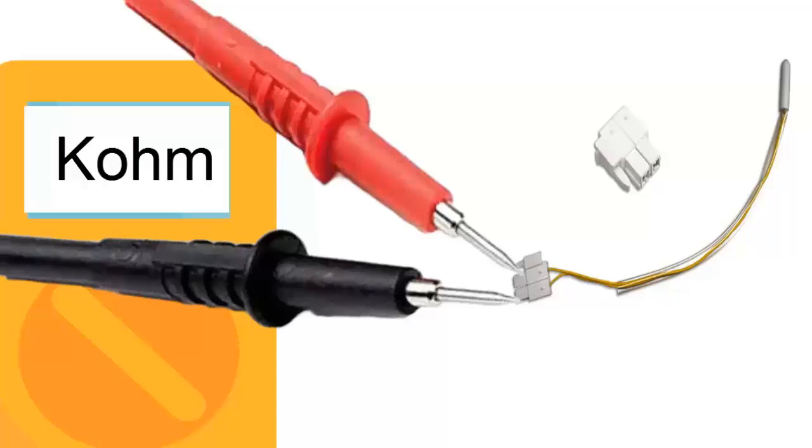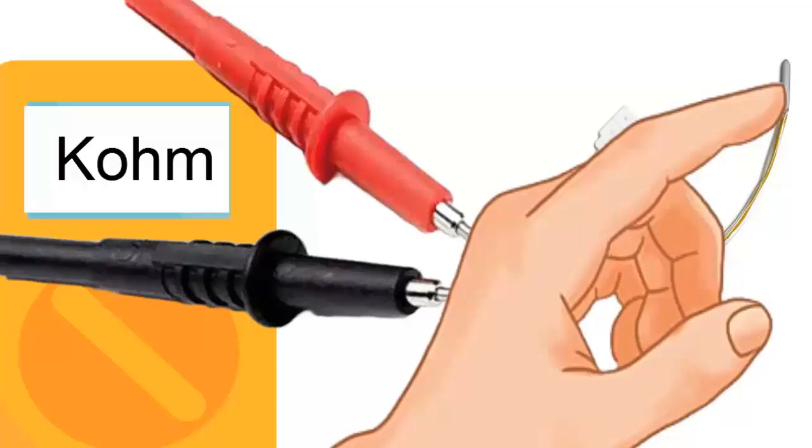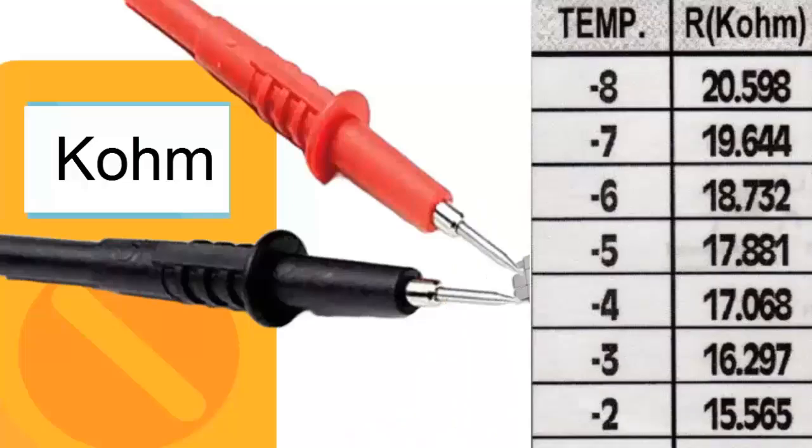The value should never be 0 or infinite. The value measured by the multimeter should decrease when you rub the sensor with your hand. If you have the manufacturer's manual, compare the measured value with the value in the table.